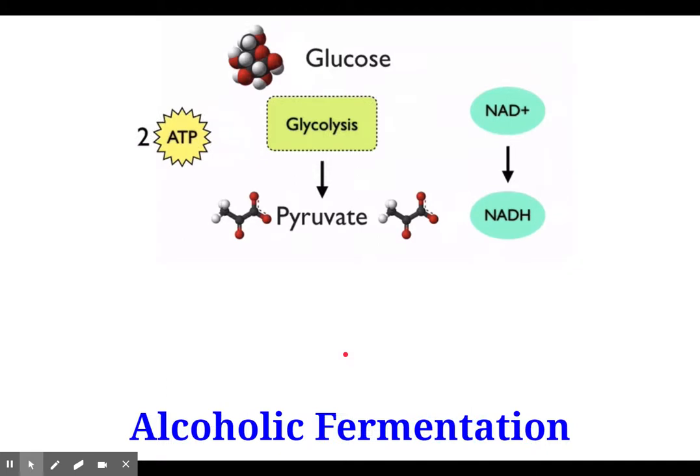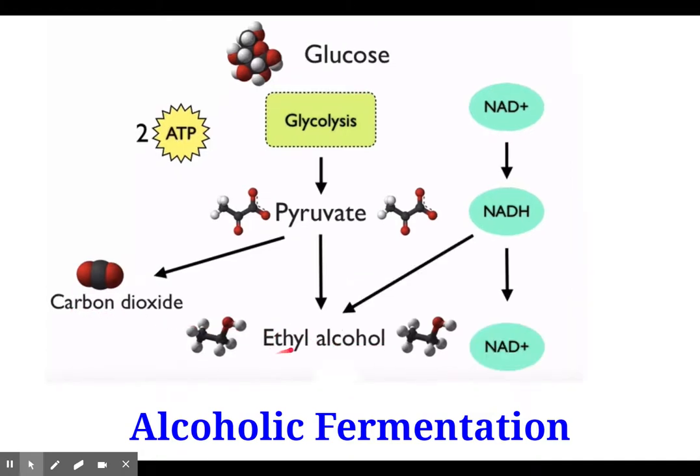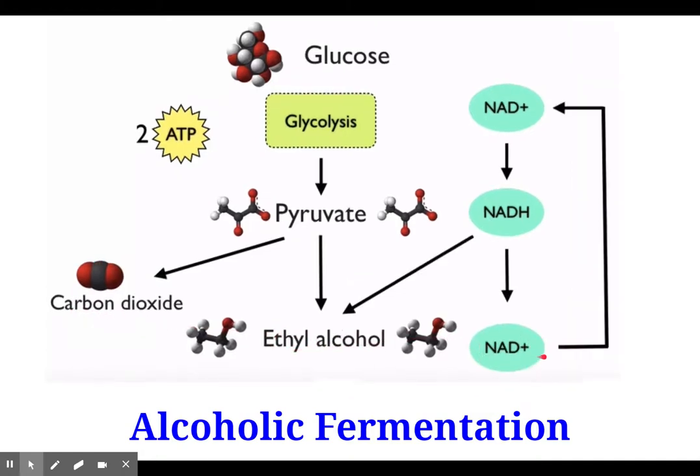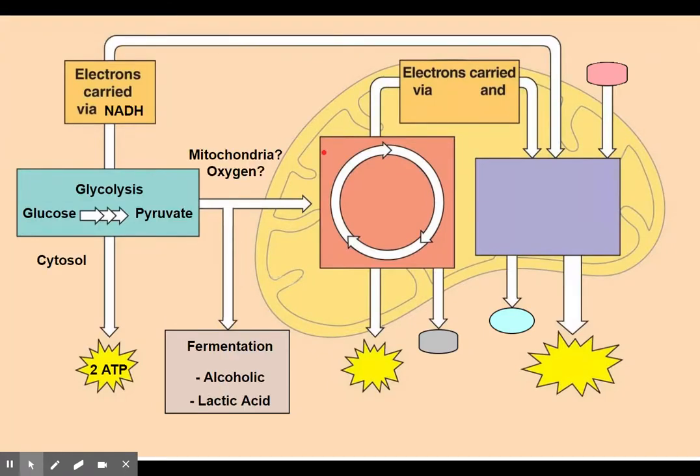Another type of fermentation that organisms do is called alcoholic, and it's a similar idea. The whole point of it is to get NAD+. So it takes the pyruvate and it creates carbon dioxide, ethyl alcohol, as well as the NAD+, which can then go back up and be used for glycolysis again. So the thing that all fermentation has in common is that they always regenerate the NAD+ that can be used in glycolysis again. Now, in general, we call this whole thing anaerobic respiration.